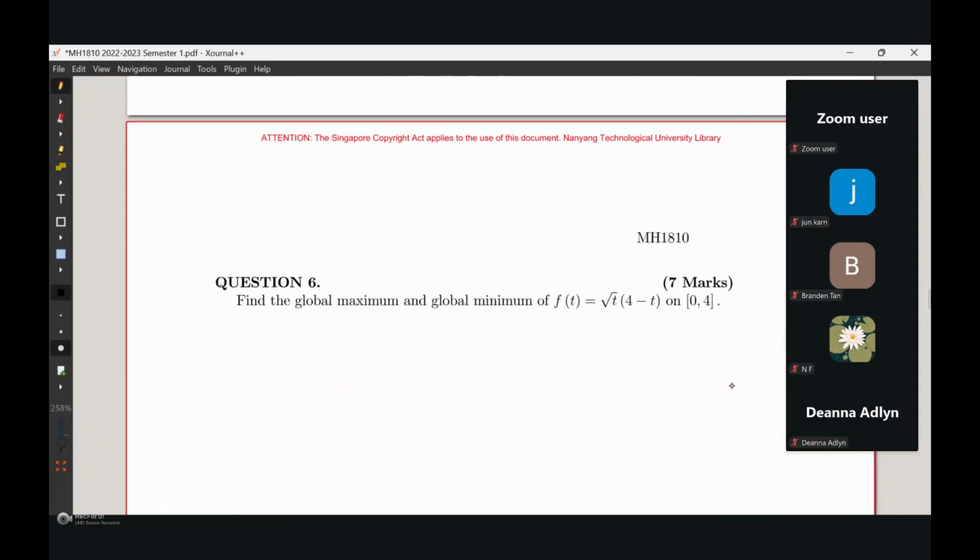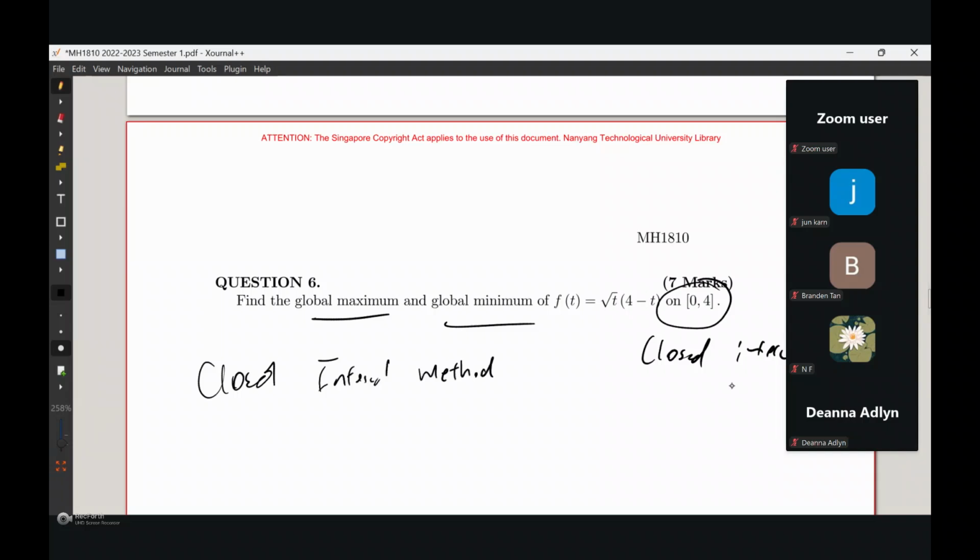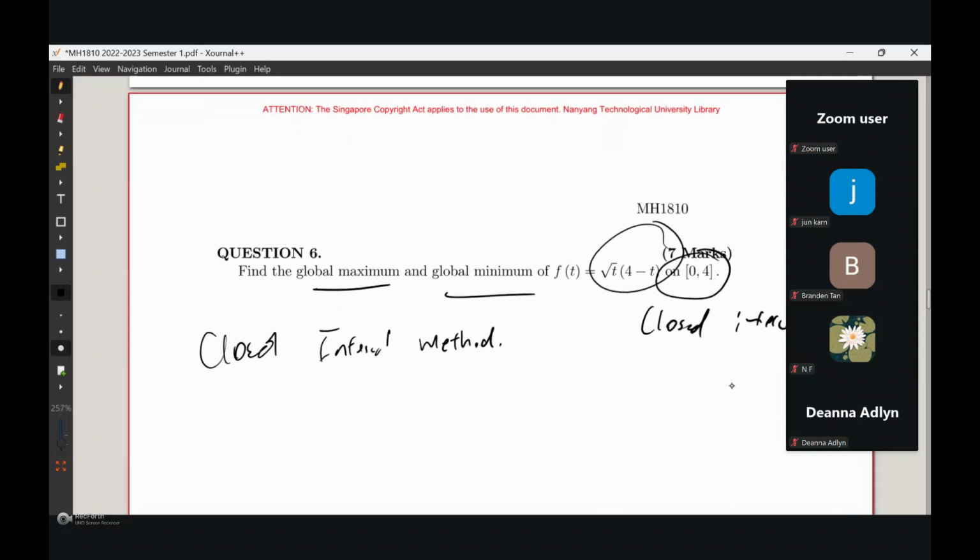Question 6. Find the global maximum and global minimum of my function square root t times 4 minus t on this interval here. So first thing you know, there's a closed interval here. Then you see maximum, minimum. So you should be thinking of the closed interval method. My function here is continuous. Because my function is continuous and I'm on a closed interval here, I can apply the closed interval method.